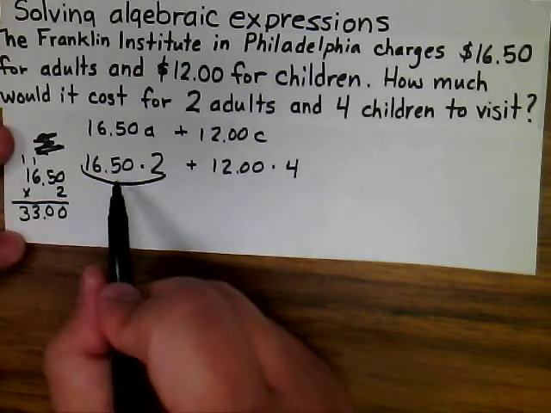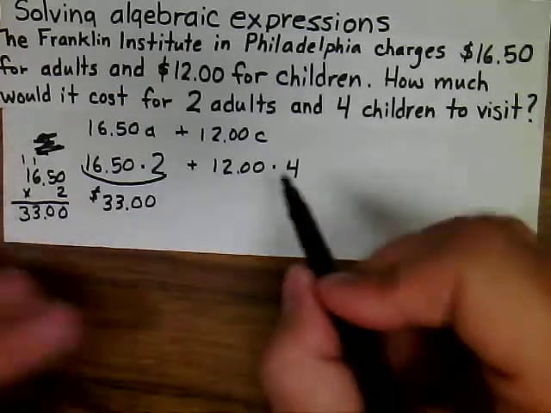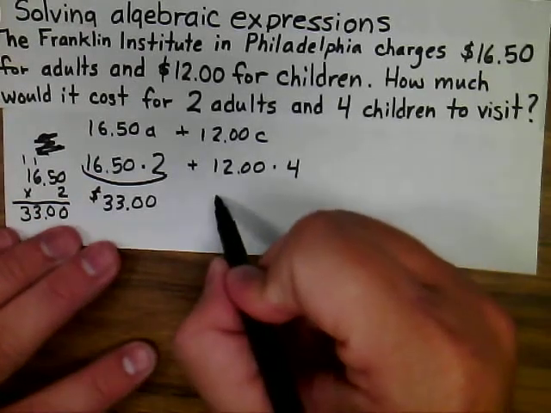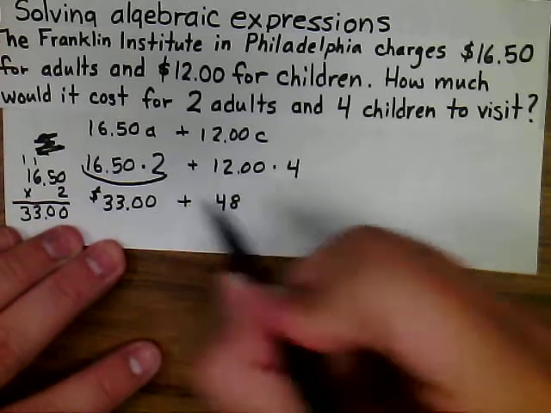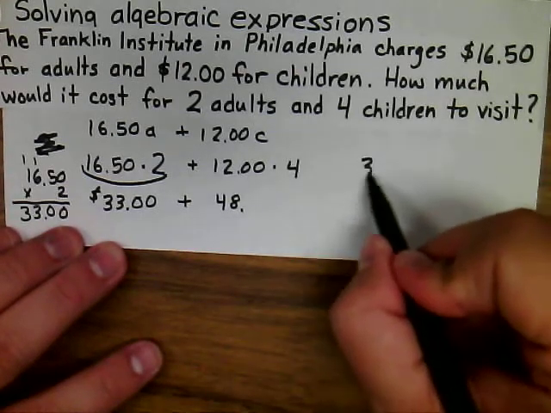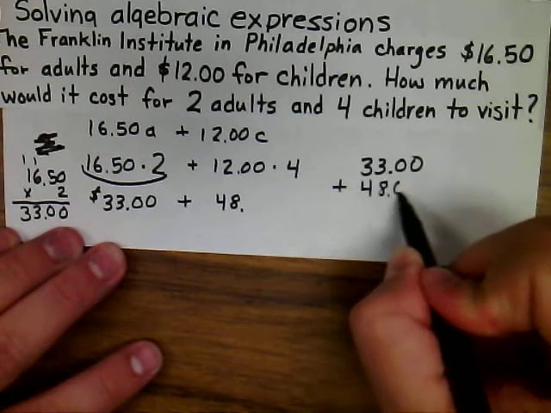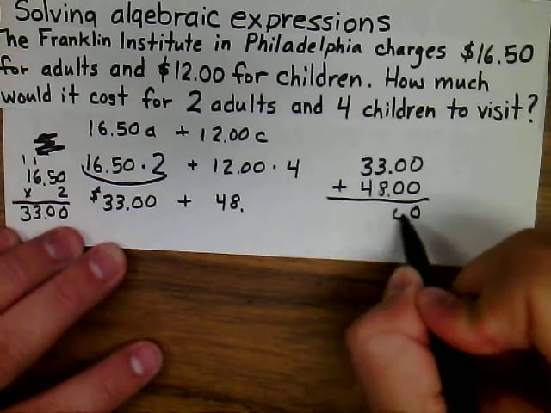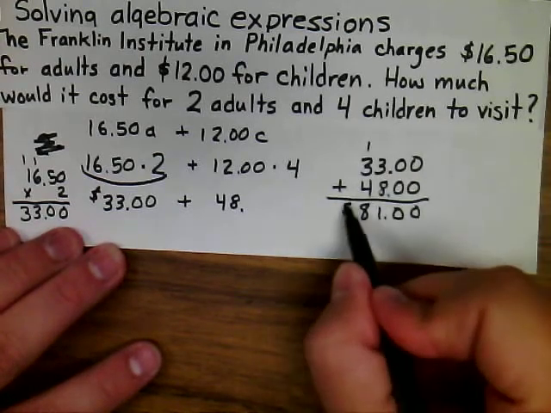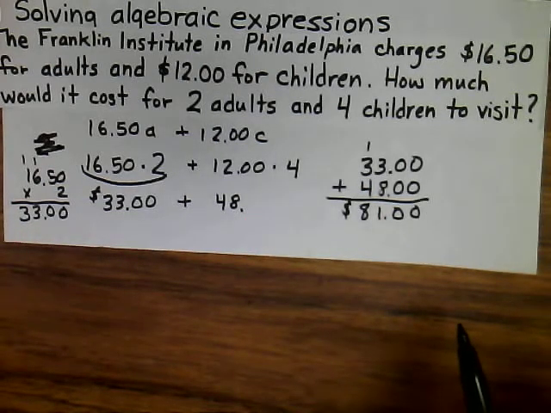Okay, and the cost of the adults is $33. And since 12 times 4 is a basic fact, I think we can all agree that that answer is 48. And now we're going to line up our decimal points and solve $33 plus $48. And it will cost $81 to take a family of 2 adults and 4 children to the Franklin Institute in Philadelphia.